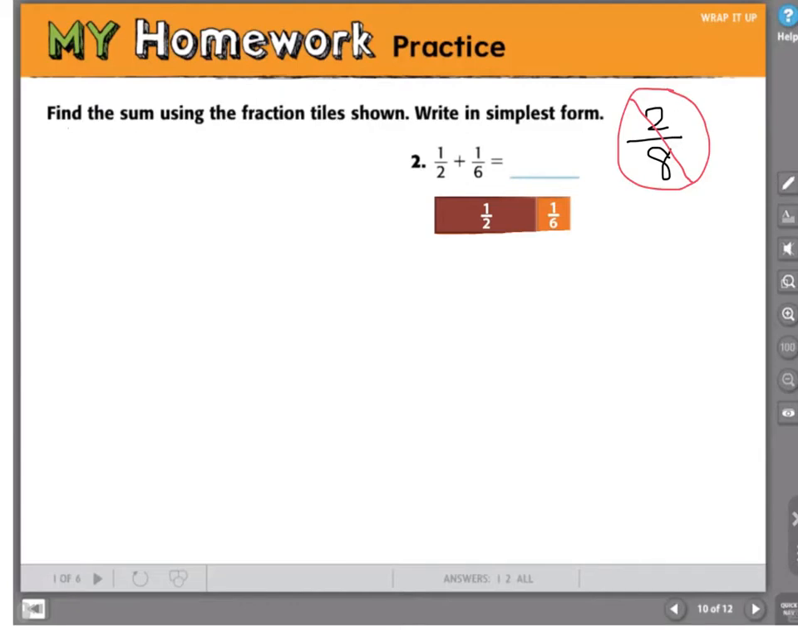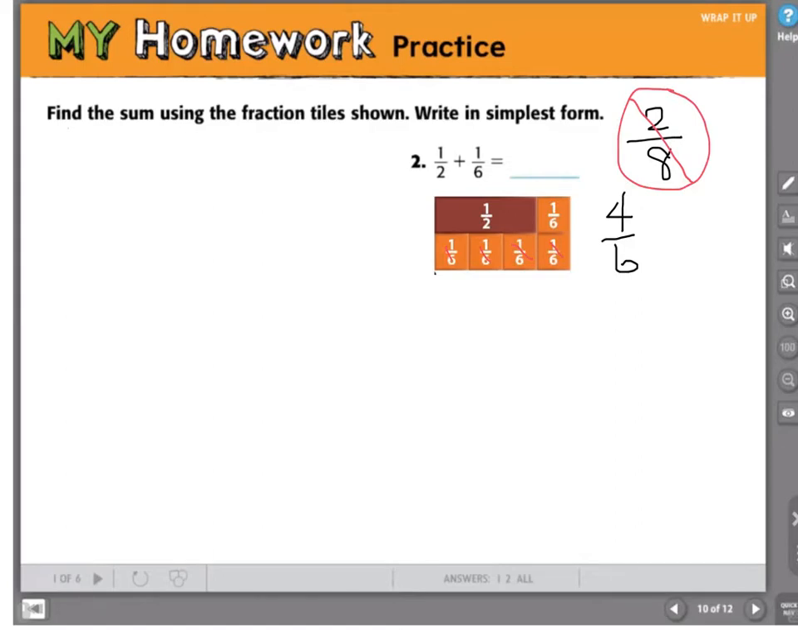Our next step is to find which fraction tile we could use to cover the same distance. And I see now that if I use 1/6 tiles, I can create the equivalent distance. And I have 1, 2, 3, 4. I have 4 1/6 tiles, which is also known as 4/6. 4/6, however, is not in its simplest form. So we are going to have to try and simplify it.